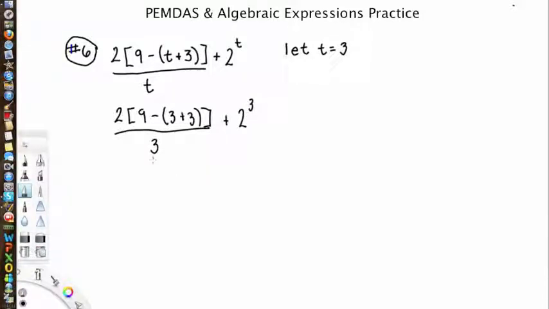Okay, first step is we need to take care of our groupings, and we have this big numerator. Let's get rid of this big numerator. We work inside out. We have brackets here, and then we have parentheses inside, so we take care of the parentheses first. 3 plus 3 is 6. We copy everything down just the way it is. Don't forget any information. It's real easy when we're copying the information down to leave something out. We aren't done with the groupings yet. Now we have 9 minus 6, which is 3.